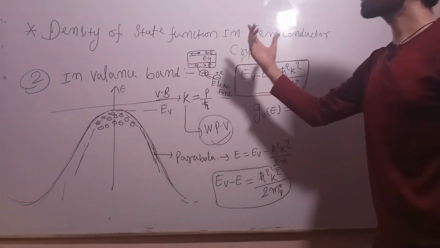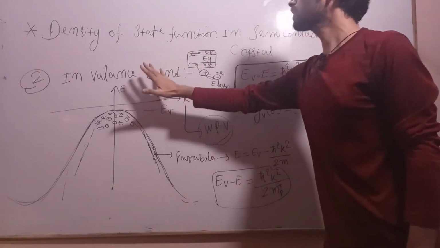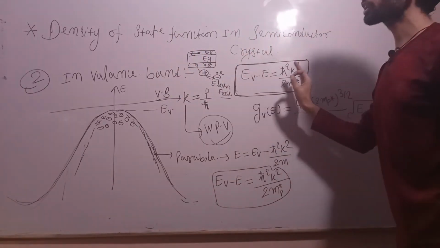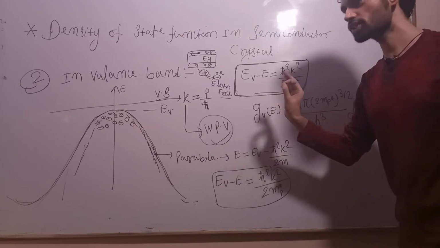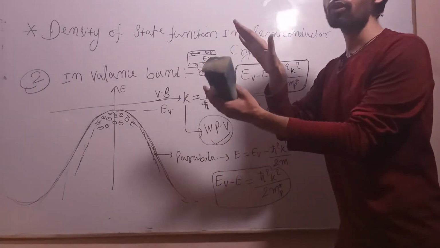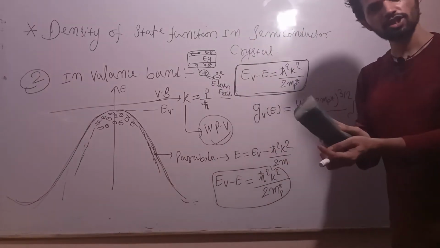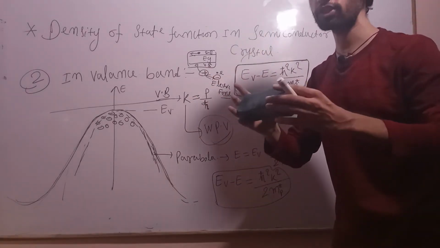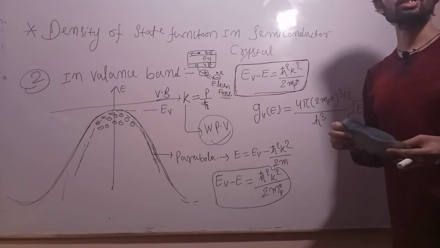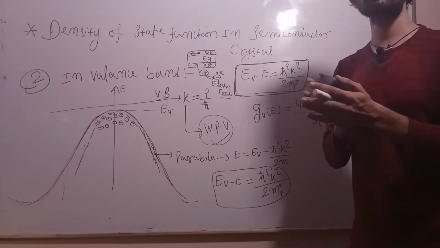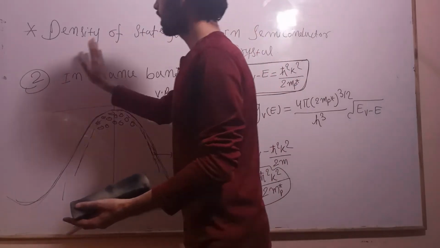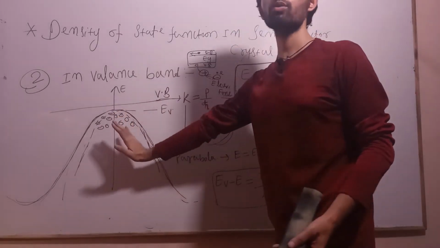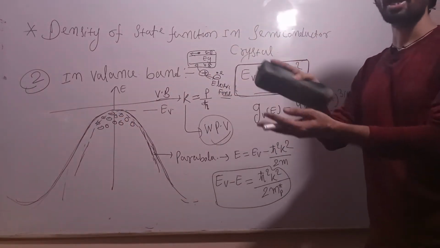Density of state function means we are just calculating the density of allowed quantum states. What are these allowed quantum states? These are nothing more than the discrete allowed energy states that exist in the allowed energy band. You know very well, whenever there is a formation of crystal or solid, the discrete energy level will get split into allowed energy band and forbidden band. So this allowed band is actually made up of discrete energy levels.